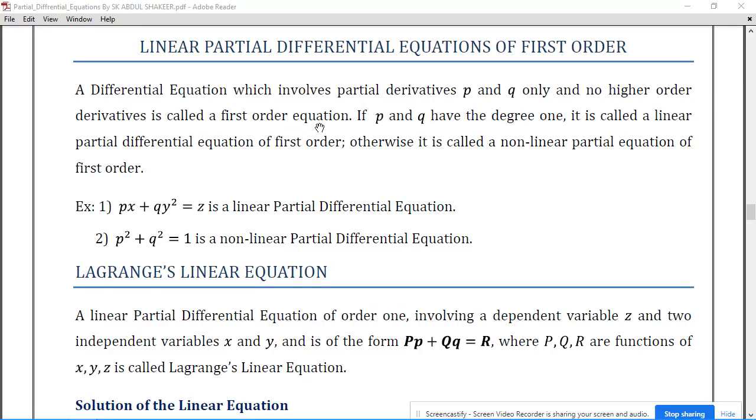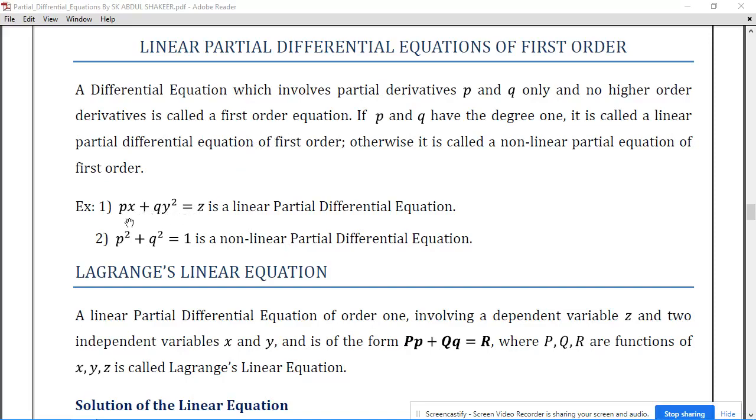So the equation involves only p and q and no higher order derivatives. Higher order derivatives means r, s, t. These are higher order, second order derivatives. So an equation involving only p and q and having degree 1 is called a linear partial differential equation.